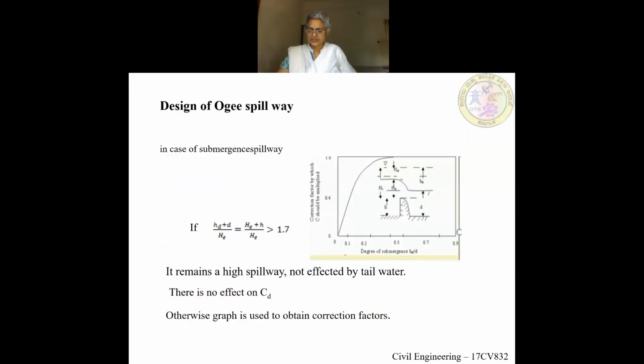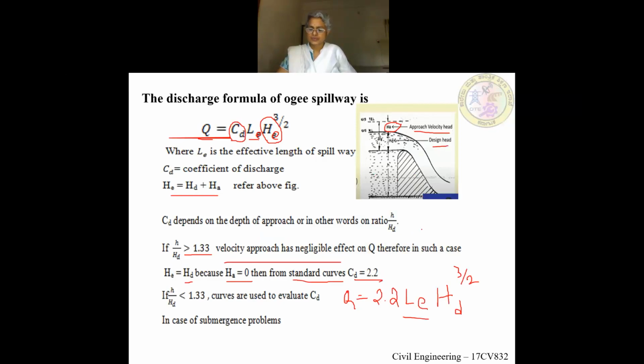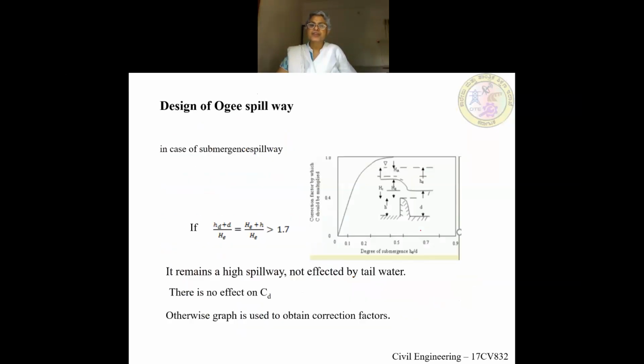The second case, this is not a submerged one. In case of submergence, HD plus D, where D is the depth of the water in the downstream side, it is totally submerged, so it is not flowing over this. The Ogee weir is totally submerged. So this is D, depth of water in the downstream side, plus HD, the design head, divided by HE, which is the total head above the crest of the weir to the full water level, or you can say the total height of the water above the crest.